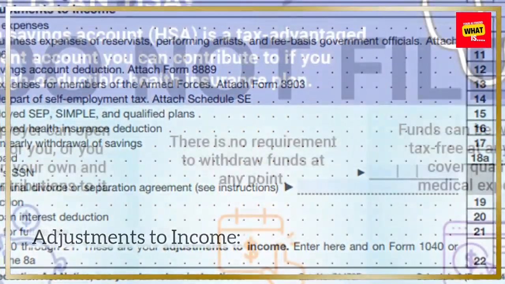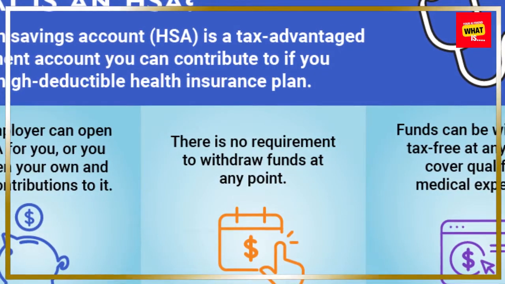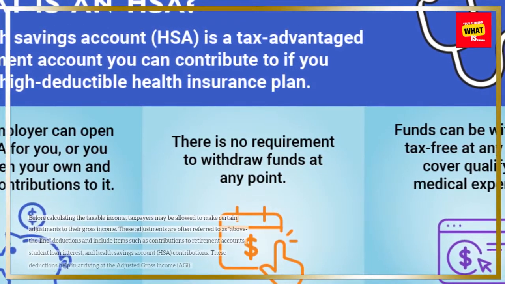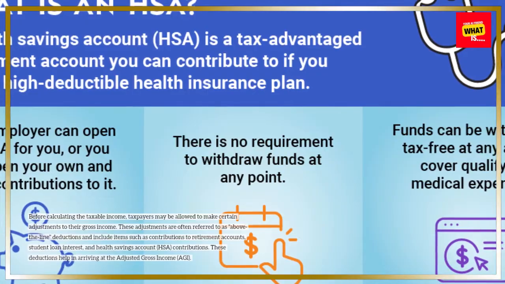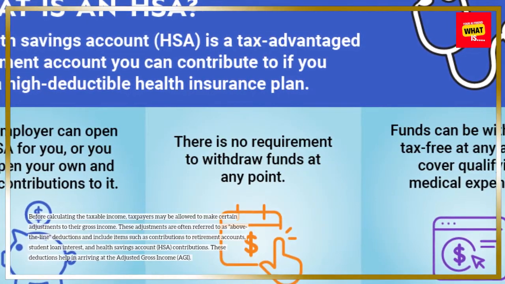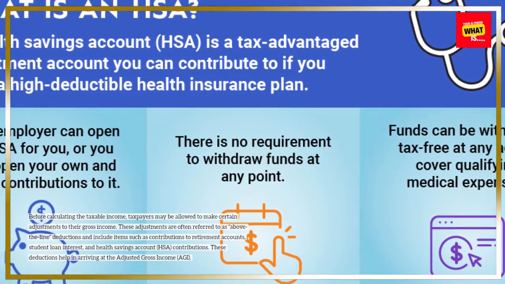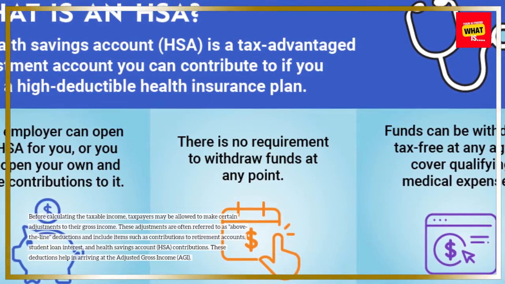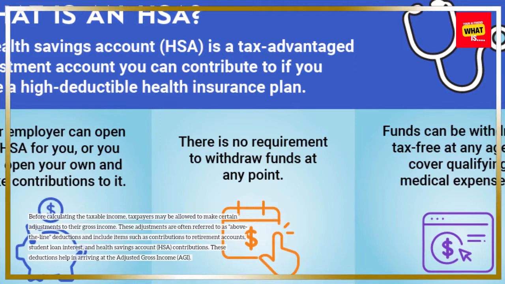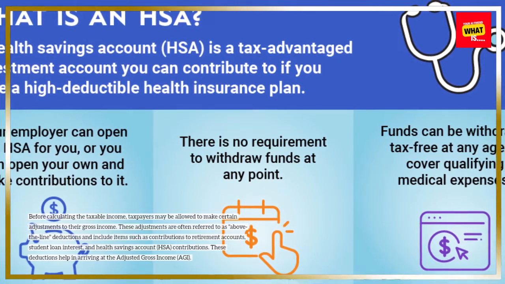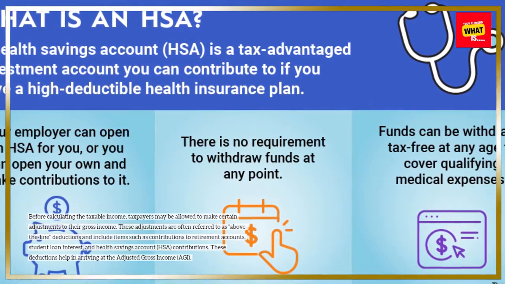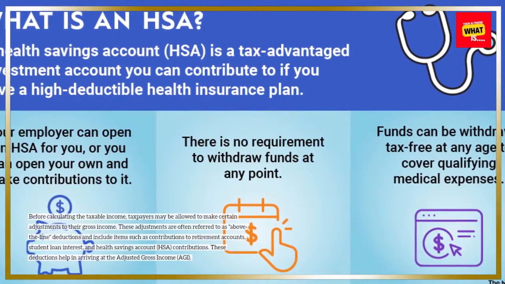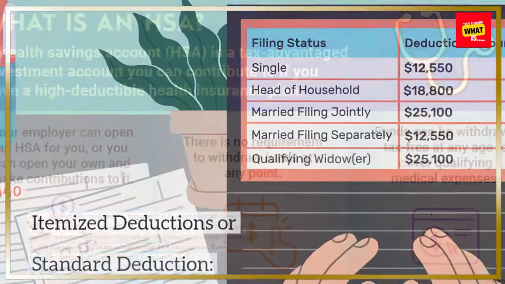Adjustments to income. Before calculating the taxable income, taxpayers may be allowed to make certain adjustments to their gross income. These adjustments are often referred to as above-the-line deductions and include items such as contributions to retirement accounts, student loan interest, and health savings account (HSA) contributions. These deductions help in arriving at the adjusted gross income (AGI).